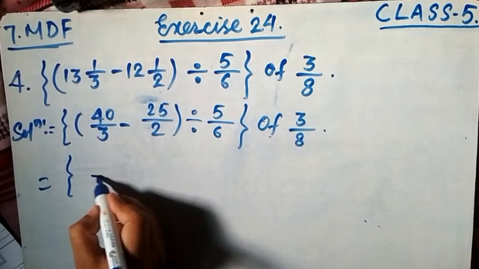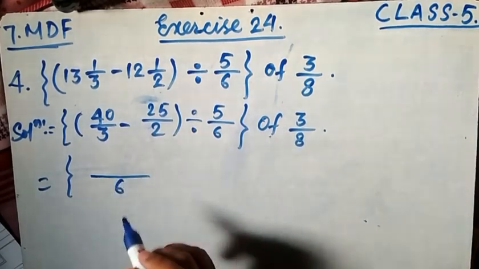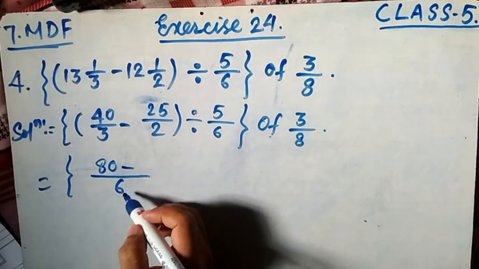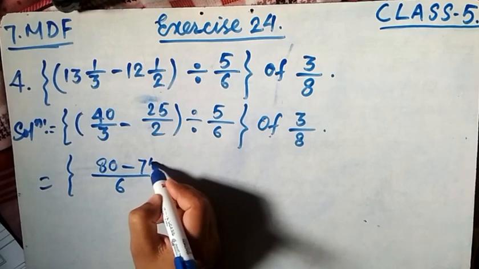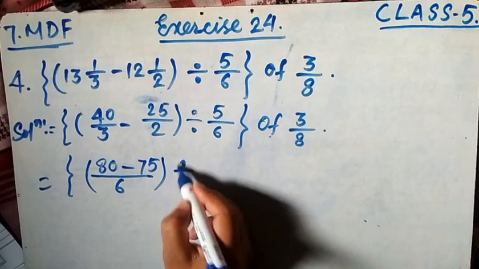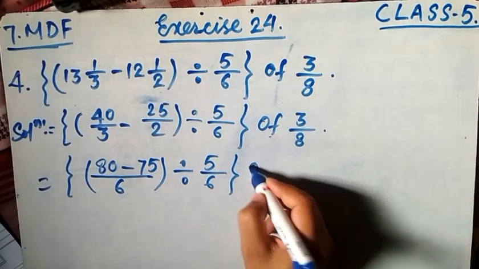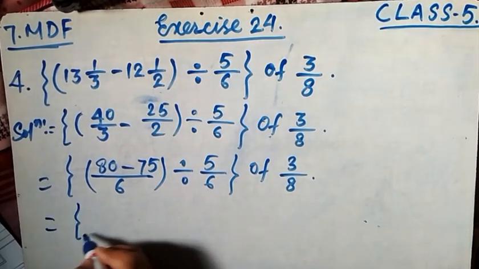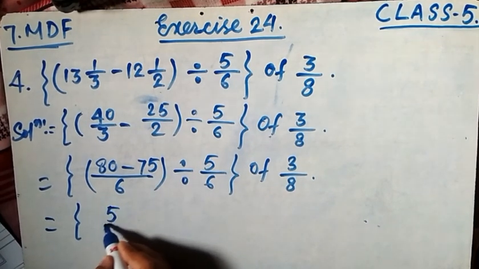First solve inside the small bracket. Take the LCM of 3 and 2, which is 6. Now divide 6 by 3, 2 multiply by 40, 80. This is minus. Then 6 divided by 2, 3, 3 multiply by 25 becomes 75. Here is the bracket, divided by 5 by 6, closed with the curly bracket. The OF of is as it is. Now next, solve: 80 minus 75 becomes 5. 5 by 6 is here.